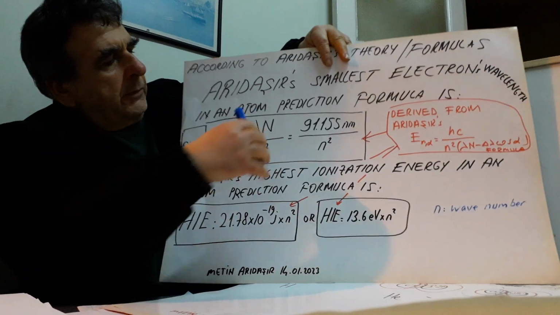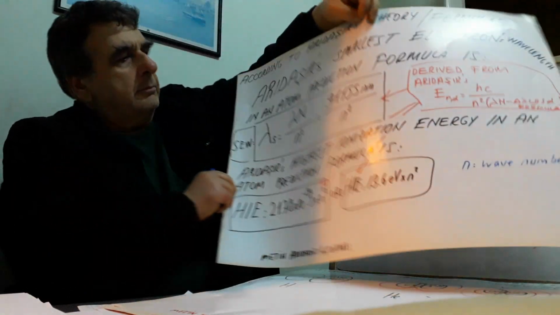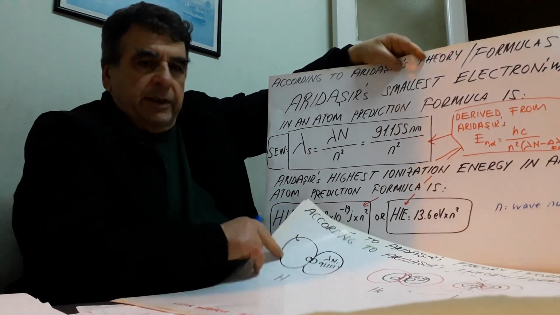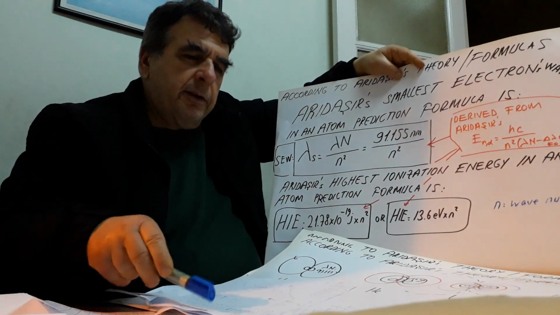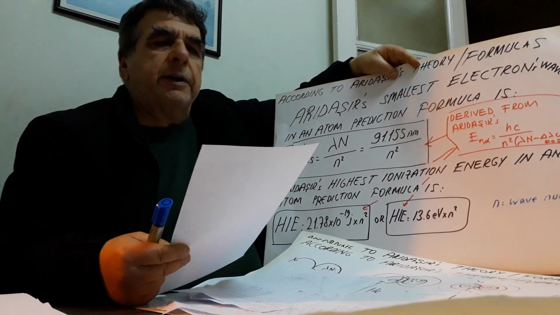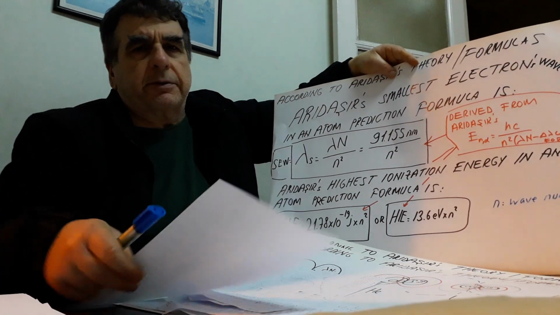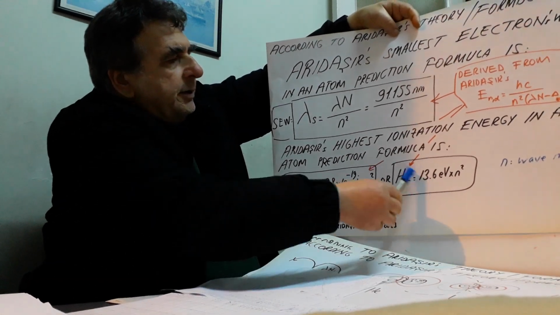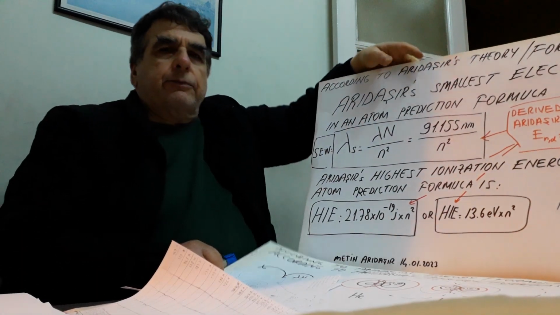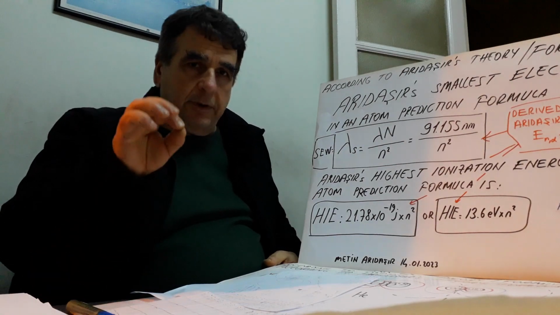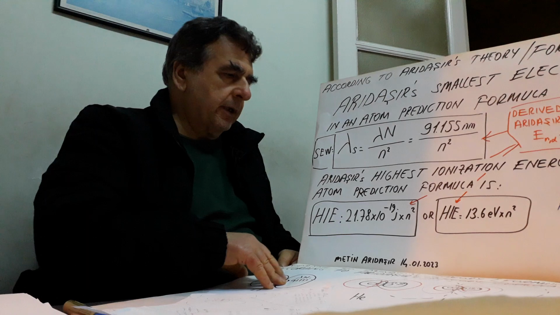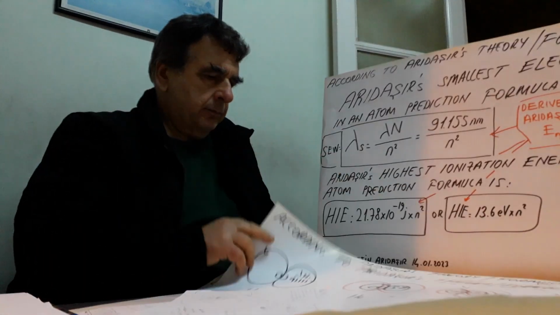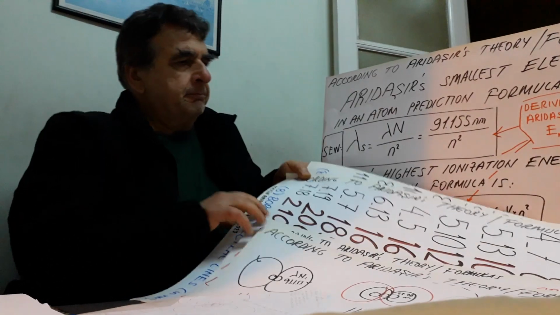Okay. Here, lambda smallest for boron, I have computed, is 3.643 nanometer approximately. This is my formula. This is my highest ionization energy formula. I advise you to watch my previous videos immediately for understanding, and I advise you to watch my former videos.